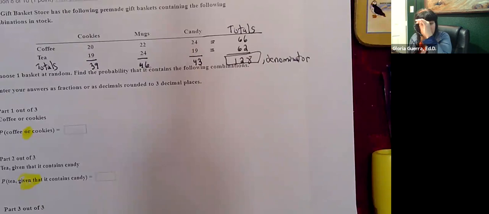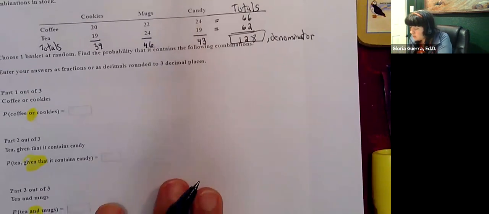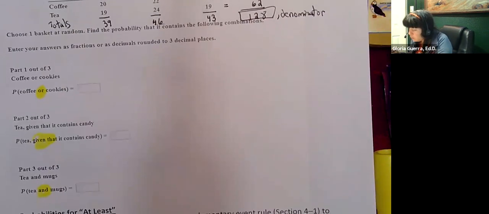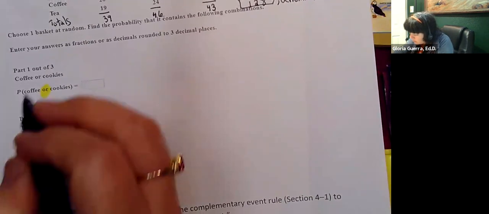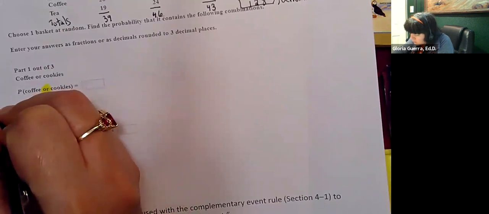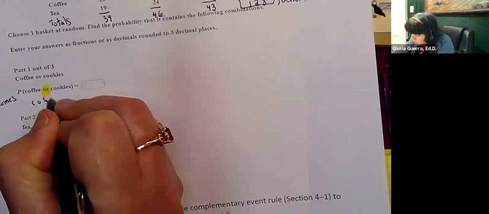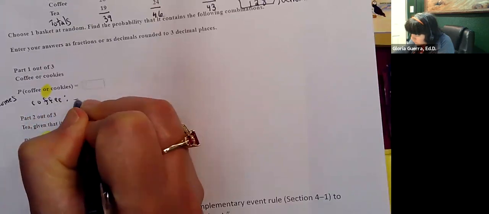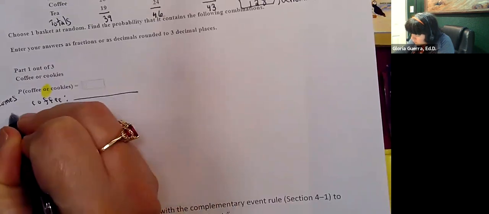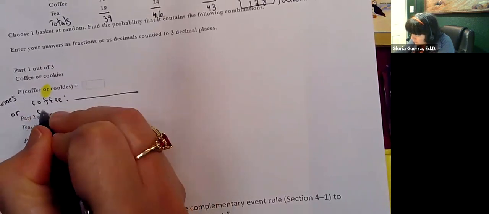And remember on these problems, when you work on your computer, sometimes they don't even give you a table. Sometimes you have to make your own table. This one gave you most of the table, but even then you had to fill in your totals, okay? Okay, so then this one has coffee or cookies. So I'm going to do my outcomes for the coffee. And then this is an or, and then for the cookies.